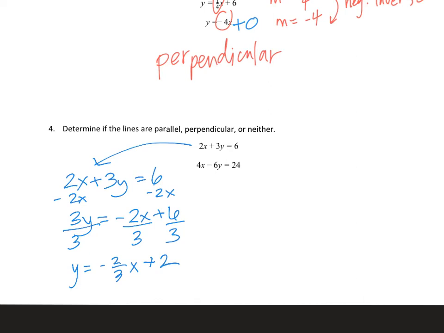Okay, for this first one, I'm going to circle it in yellow. Our slope is negative 2/3. Let's try the next one to see if it is the same, or if it's the negative inverse, or if it's not at all. So here's the original. We're going to move some things around so we can get it in slope-intercept form.